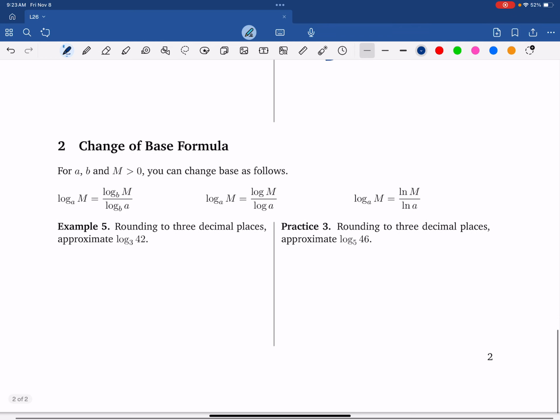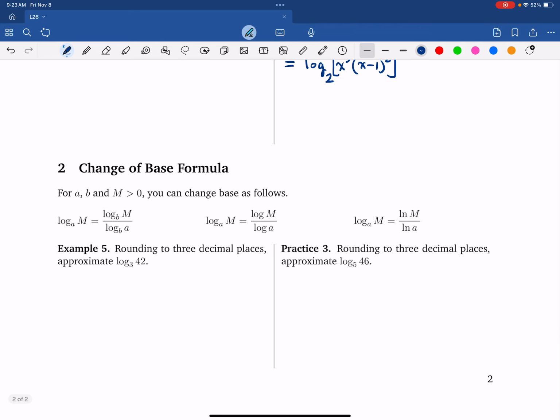All right, the last section is the change of base formula. If you pay attention to your calculator, you might notice that it can only compute 2 kinds of log. One is the common log, which is log base 10, and the other one is the natural log, the ln, or the log base e. So you can only calculate these 2. Most scientific calculators are like that.